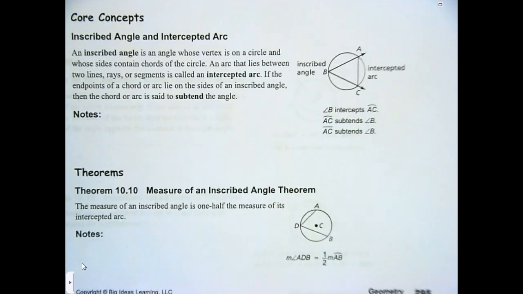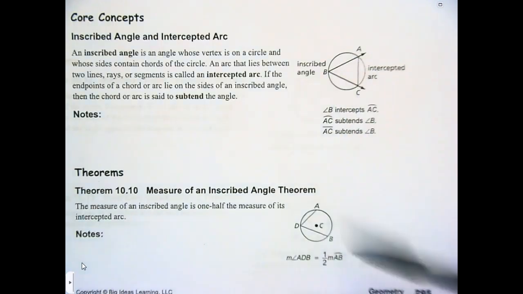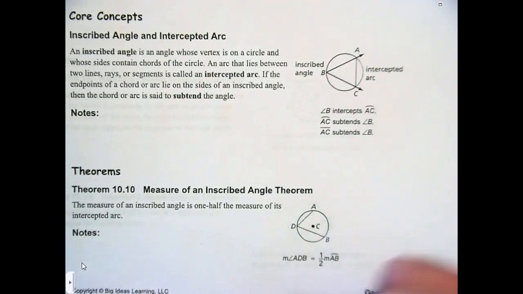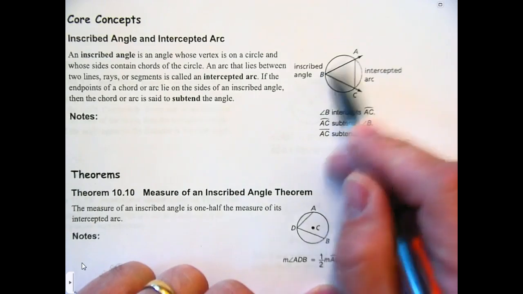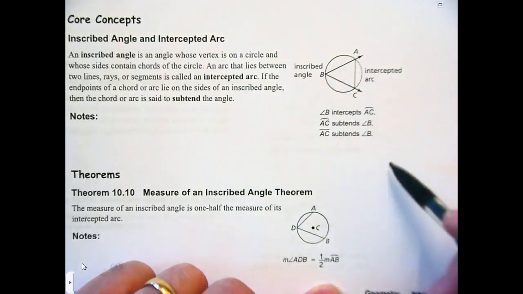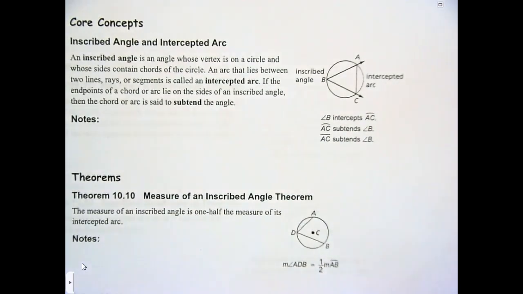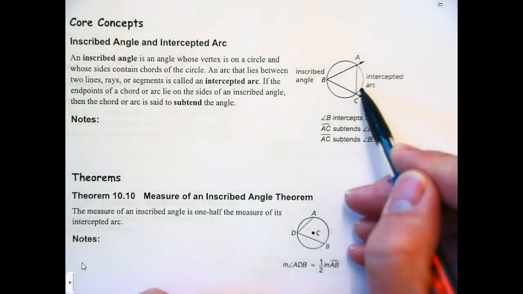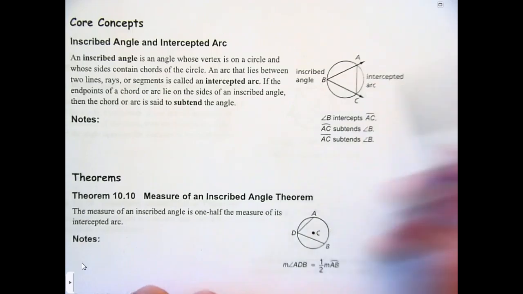But first, an inscribed angle. An inscribed angle has three parts that touch your circle. It has a vertex on the inside of the circle there. The intercepted arc is the arc formed by the legs of that angle, and the arc is said to subtend the angle. So you're going to see that terminology here. You say AC subtends angle B, and that just means that this angle creates that arc.